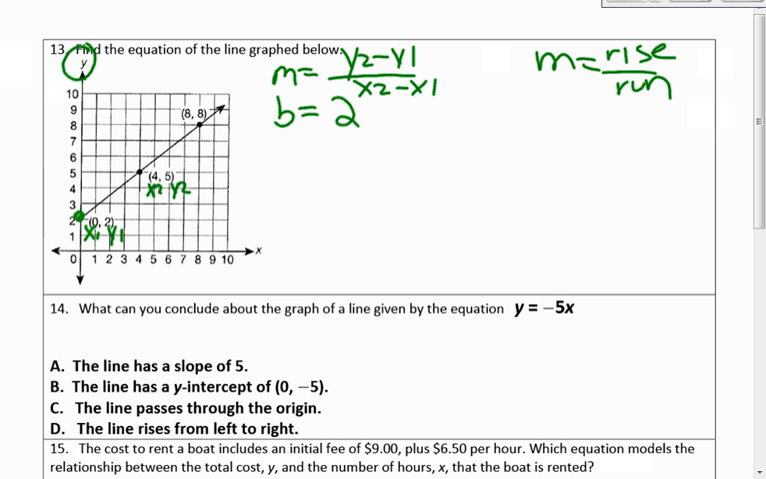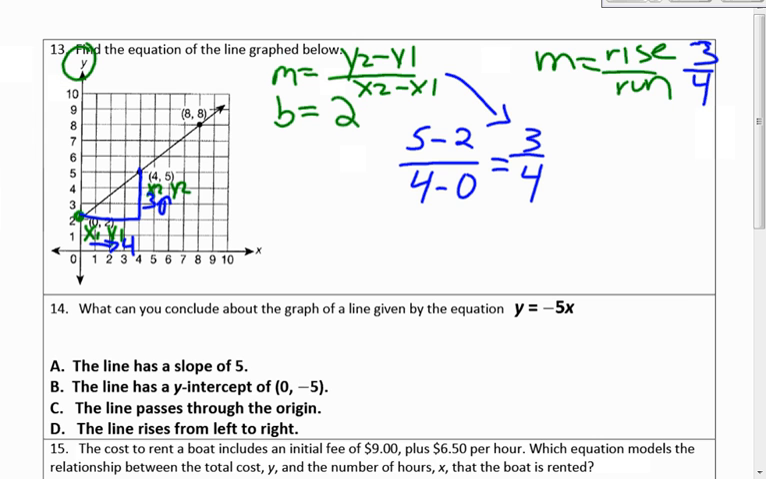So to find rise over run, my run is 1, 2, 3, 4. So I ran 4 and I rose 1, 2, 3. So if you're using rise over run, it would be 3 over 4. If you decided to use the formula y2 minus y1, you would substitute in the labeled points. 5 minus 2 over 4 minus 0. 5 minus 2 is 3. 4 minus 0 is 4. Either way, you're still going to get 3 over 4 as your slope.